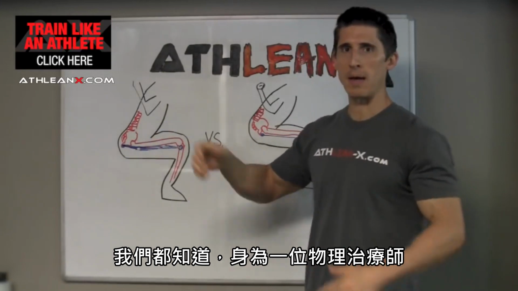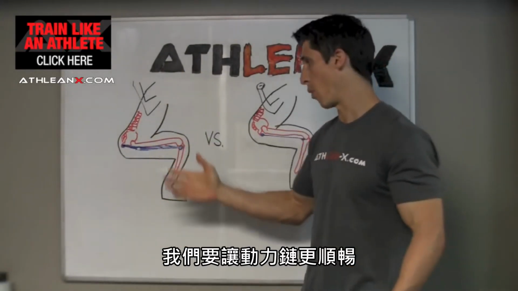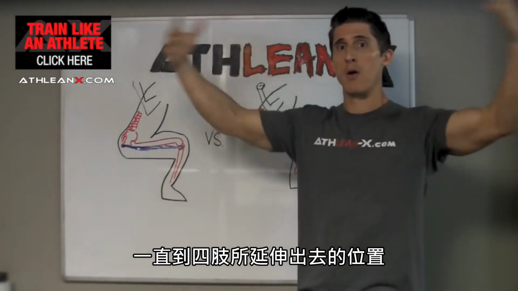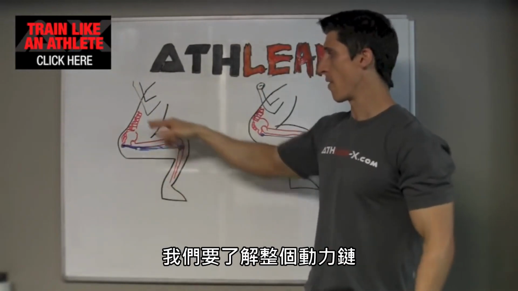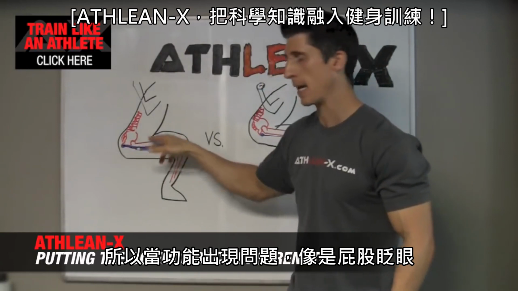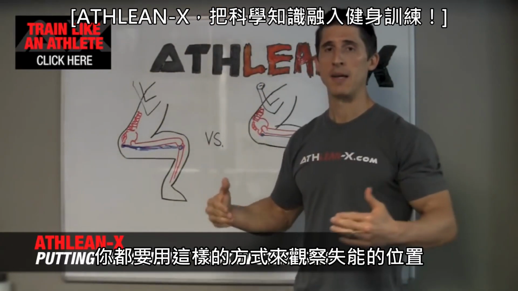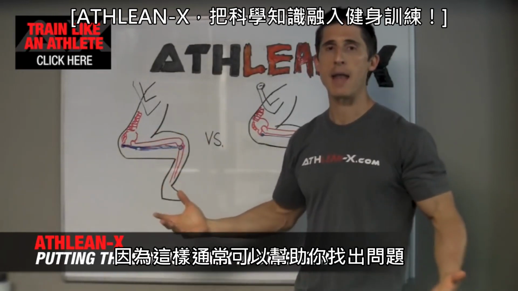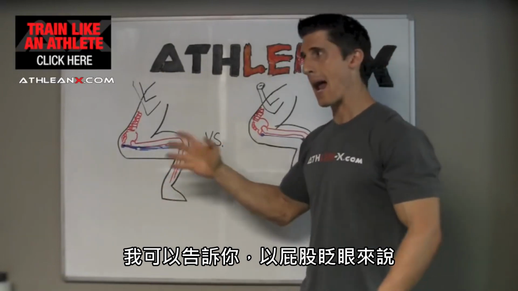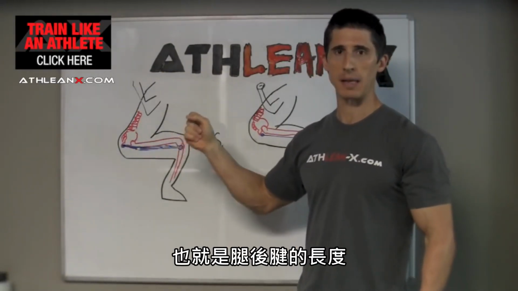As we all know, here as a PT, I like to look at things like a kinetic chain, because that's what we are. We're one smooth kinetic chain from the point of contact with the ground to however tall or however long our limbs are. And all of our forces ride up and down that kinetic chain. So when there's a dysfunction, like there is with the butt wink here in the pelvis, you've got to learn to look above and below, always, the site of dysfunction, because that's usually how you find what the problem is. I can tell you, in the case of the butt wink, that 90% of the time, the source is going to be here below, and namely in the hamstring length.